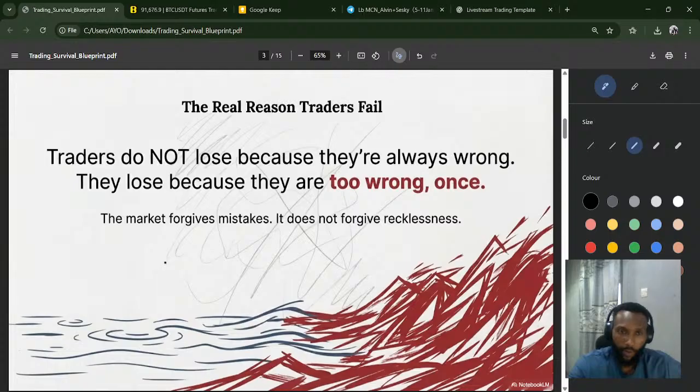All right, so as I was saying, traders do not lose because they are always wrong. They lose because they are too wrong once. The market forgives mistakes, but it does not forgive recklessness.